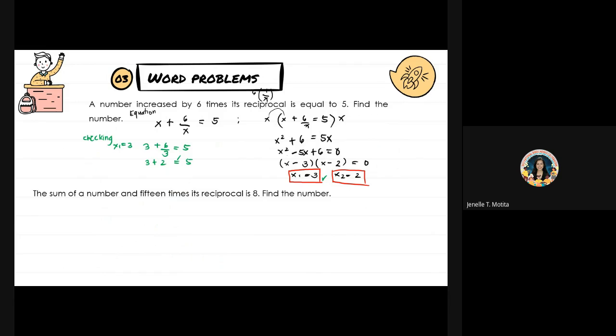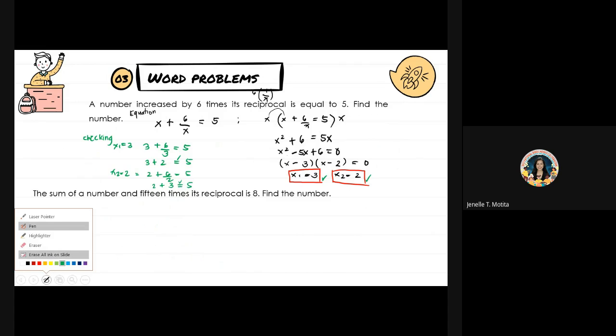Ayan. So, nakita na naman po natin, no? In our checking that x sub 2 is equal to 2, this will become 2 plus 6 over 2 is equal to 5. So, 2 plus 3, that is equal to 5, yes. And therefore, 2 as well is a possible number for this number problem. Okay? So, that's how we get the numbers or the possible numbers.